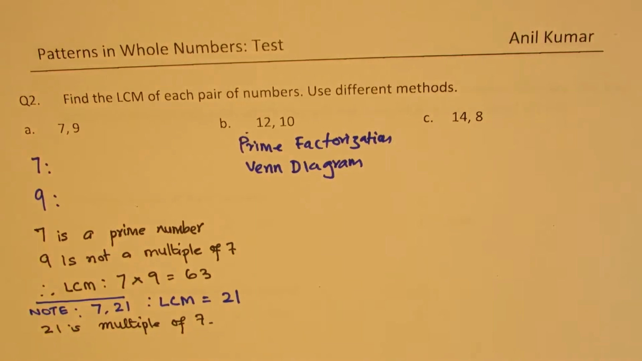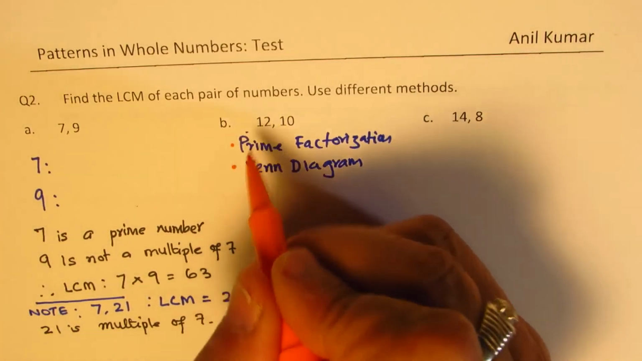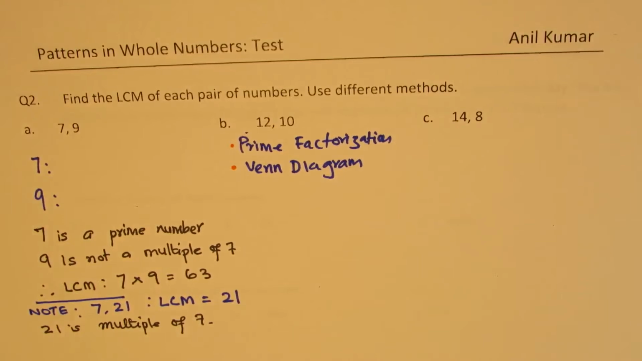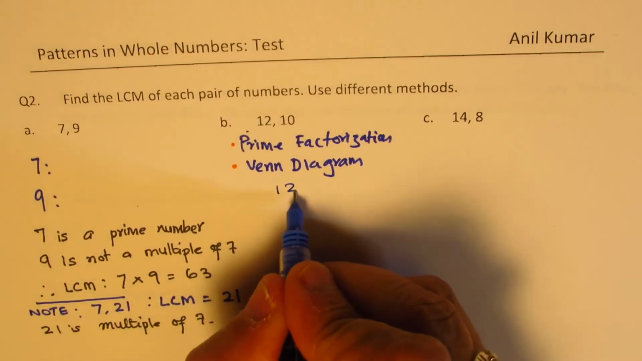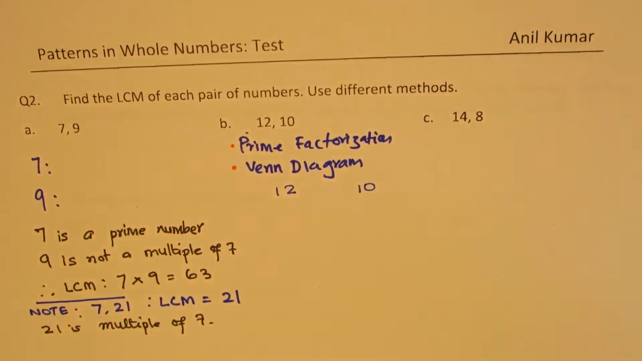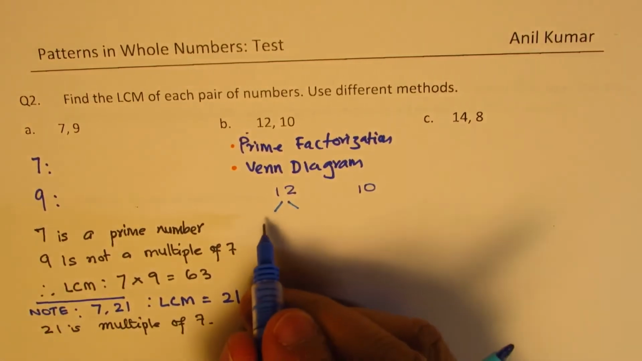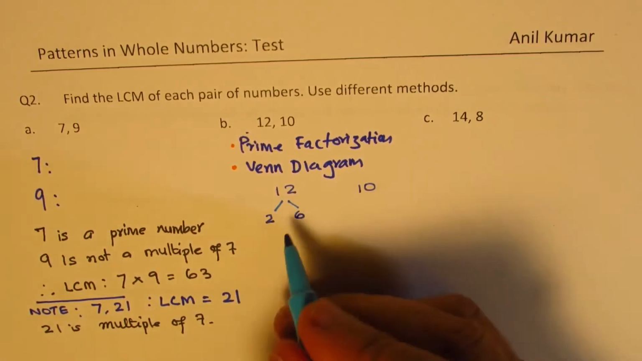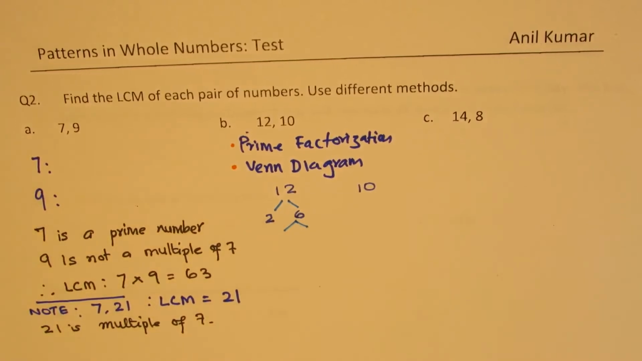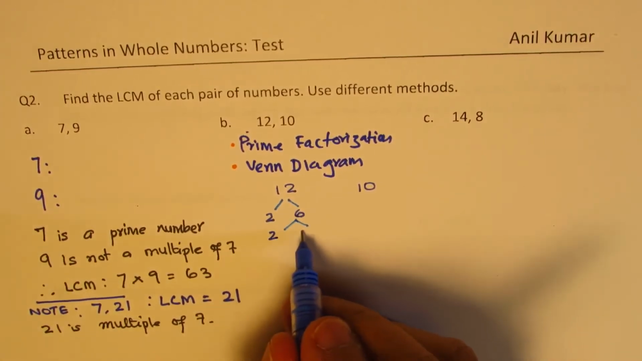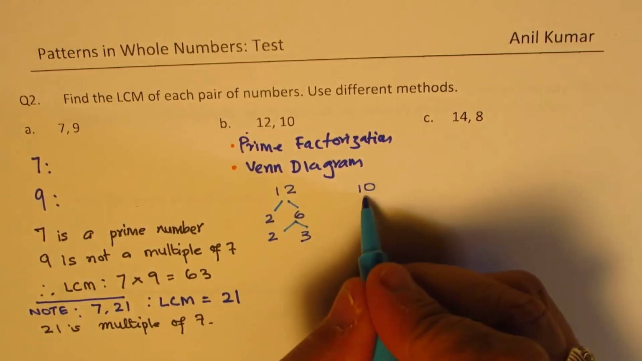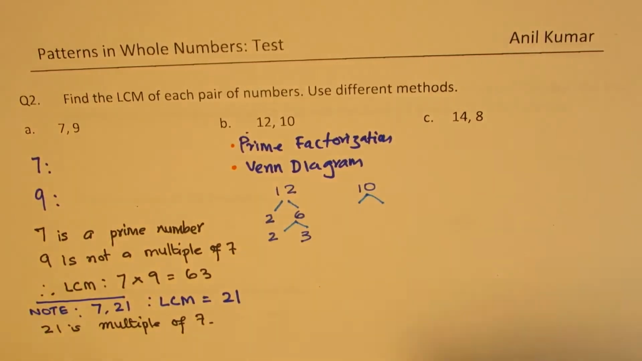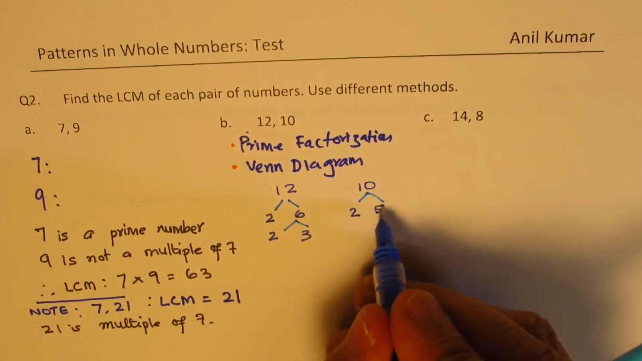We can actually use this concept to find both the greatest common factor and LCM. So let's do prime factorization of the numbers 12 and 10. As far as 12 is concerned, I could write this as a multiple of 2 and 6. 2 is a prime number, so we're trying to take prime numbers as the factors. And 6 is 2 times 3. As far as 10 is concerned, we could write this as 2 times 5.